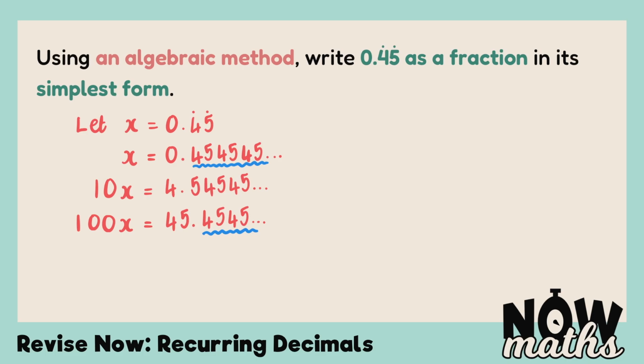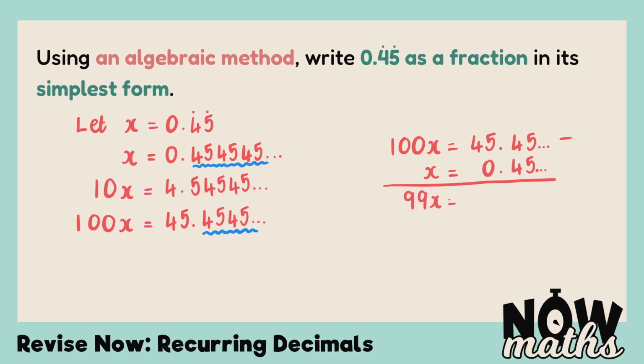So let's do that. We write down the larger one first, so 100x, which is 45.45 recurring. And we are subtracting x, which is 0.45 recurring. And then subtracting x from 100x gives us 99x. And when we go to subtract the decimals, the recurring part will cancel, and 45 subtract 0 is 45.